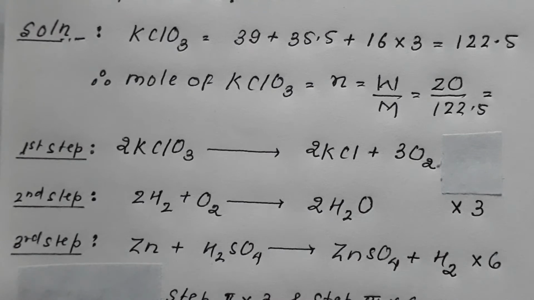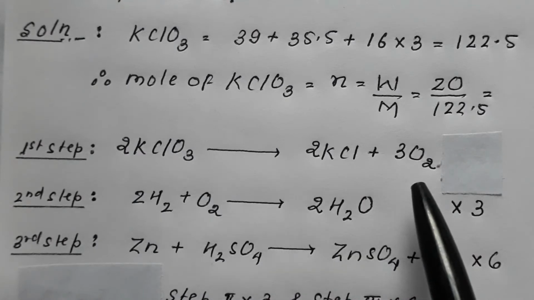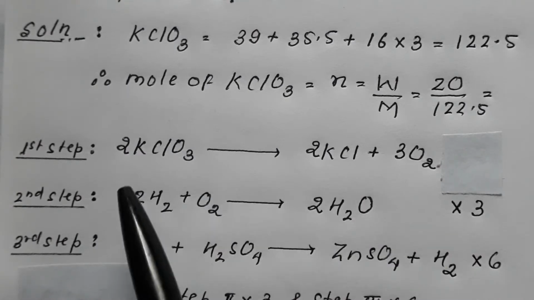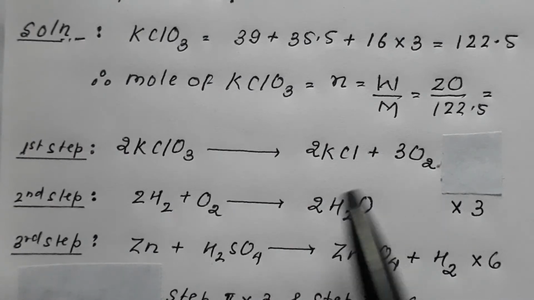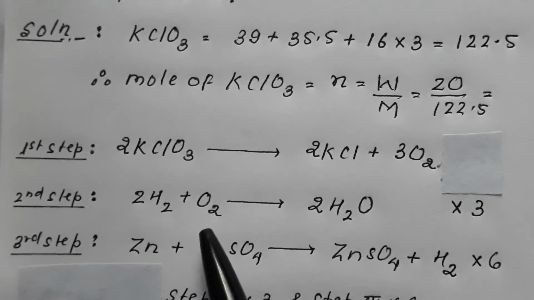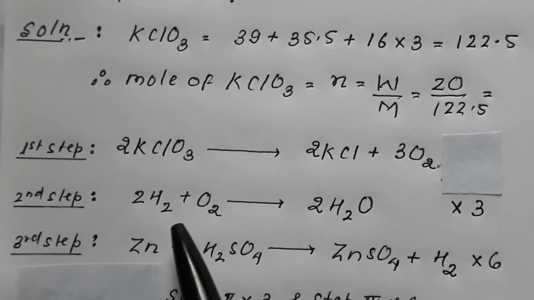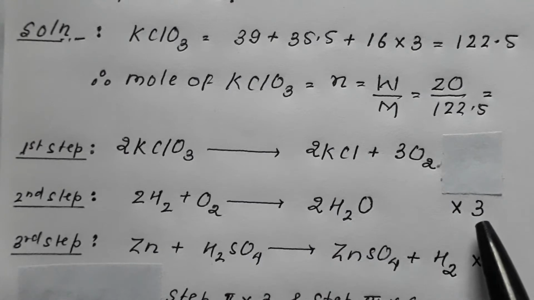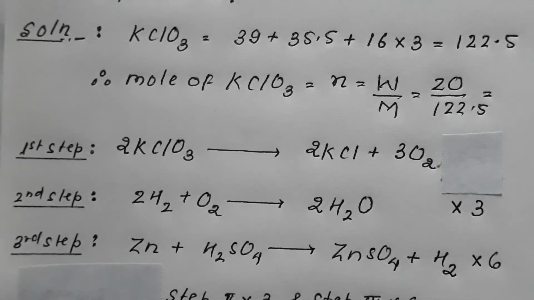Now the reactions have to be properly balanced. In order to balance, look at step number 1: 3O2 is produced, whereas in step number 2 only 1O2 is used. Therefore we have to multiply this step by 3. O2 produced is 3, O2 used is 1, so we multiply by 3.